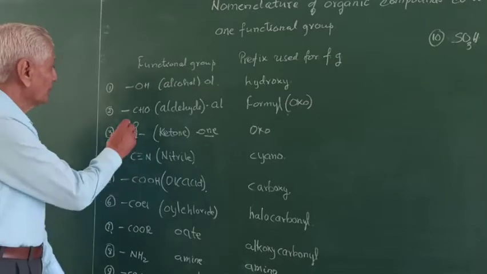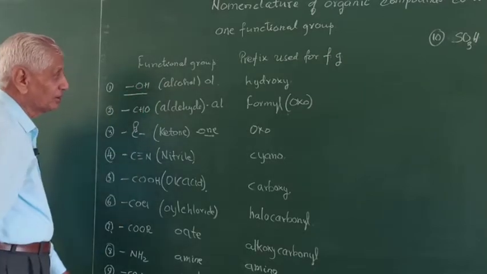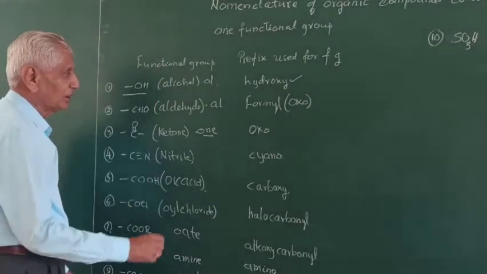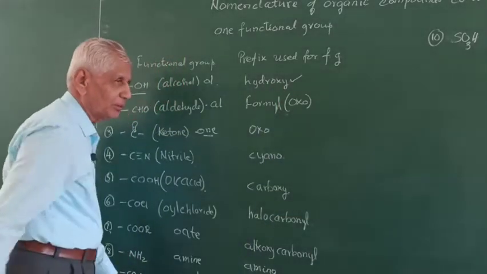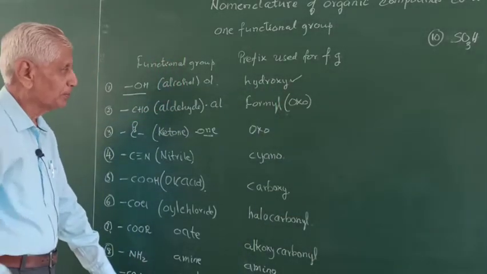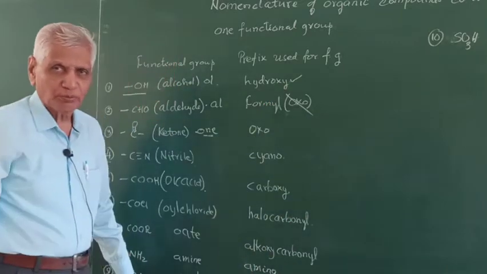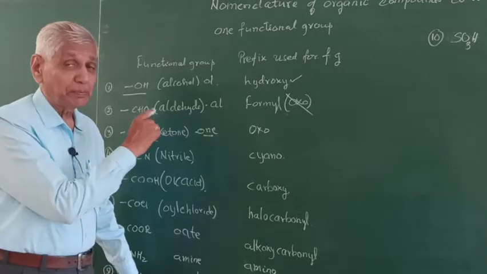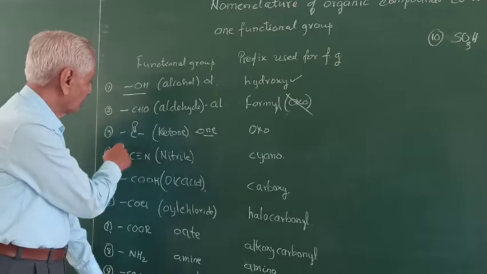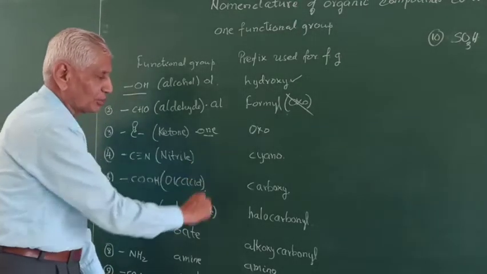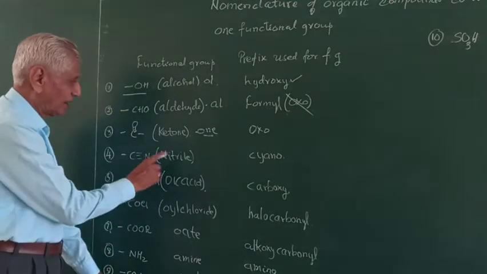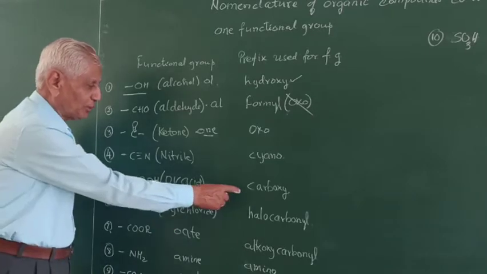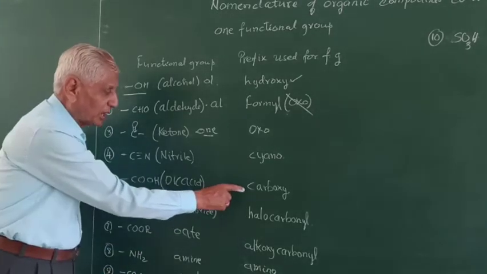prefixes. Look here. OH group, if it is present, it is known as hydroxy. CHO group, if it is present, it is called formyl or oxo. Many times it is also used as oxo, but better used is formyl, not oxo. So formyl, it is a suffix. I'm sorry, it is a prefix. CO, it is oxo, it is a prefix used. Nitrile, cyano is the prefix. COOH, carboxy. Acid is the functional group. This is carboxy, the prefix.